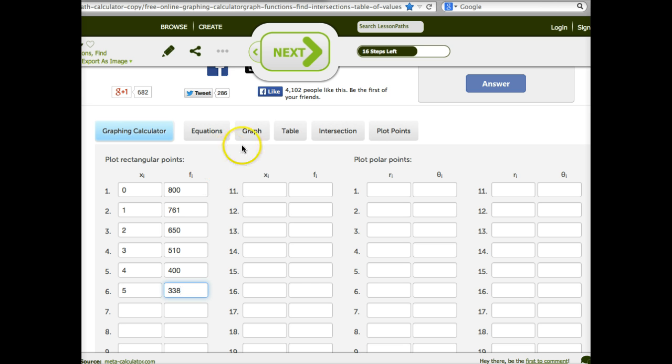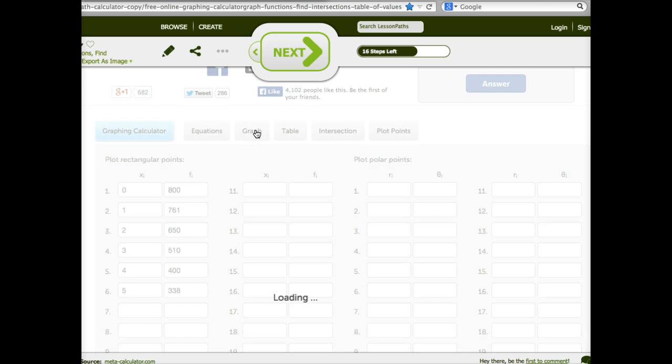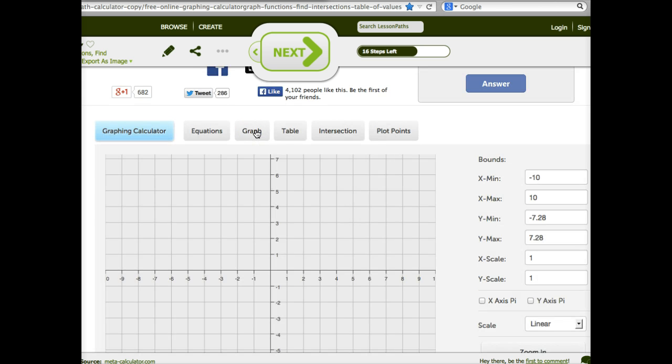Once you've plotted your points, go to the graph tab to see how your points look. Notice I don't see my points, and that's because my window isn't allowing me to see my points. Think about here in year 0. The value of my car was $800. This only goes up to 7.